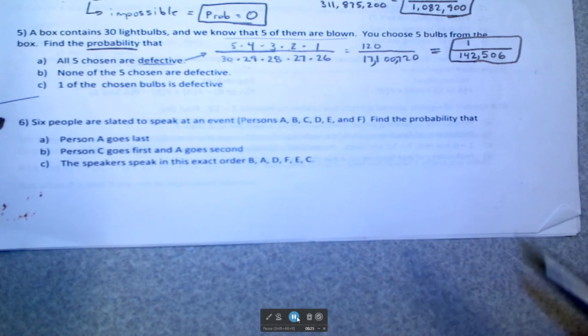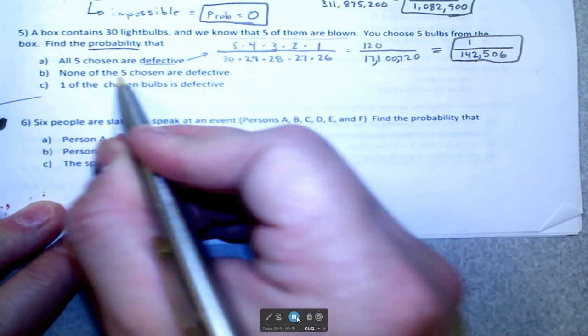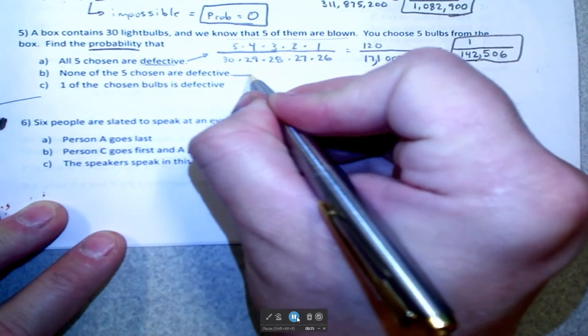Okay? So it's a pretty slim chance, isn't it? Okay, that's a good thing. Now, what's the probability that we pick 5 light bulbs and none are defective? Okay, so let's work this one out.